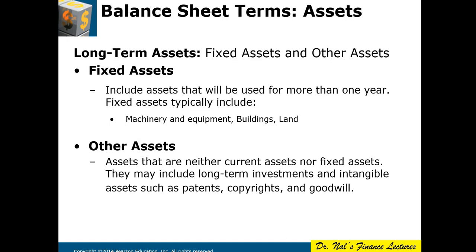Awesome. Long-term assets include fixed assets like buildings and equipment, machinery, and so on. And there's also some other types of assets like prepaid expenses, like insurance or rent that you prepaid, and things of that nature. Patents, copyrights, and goodwill are all other types of assets, which are neither current assets nor fixed assets.